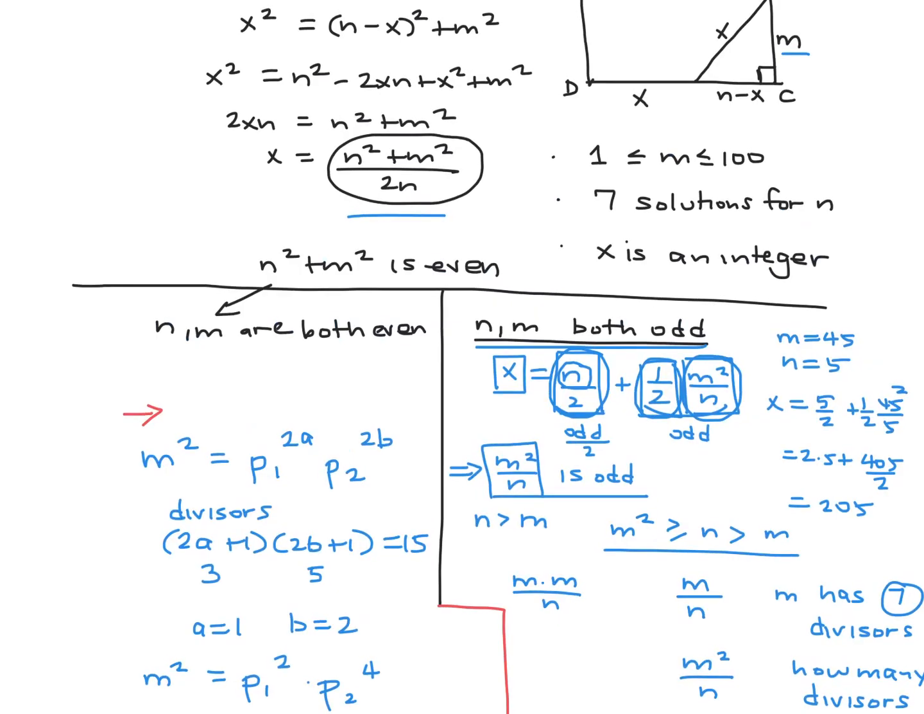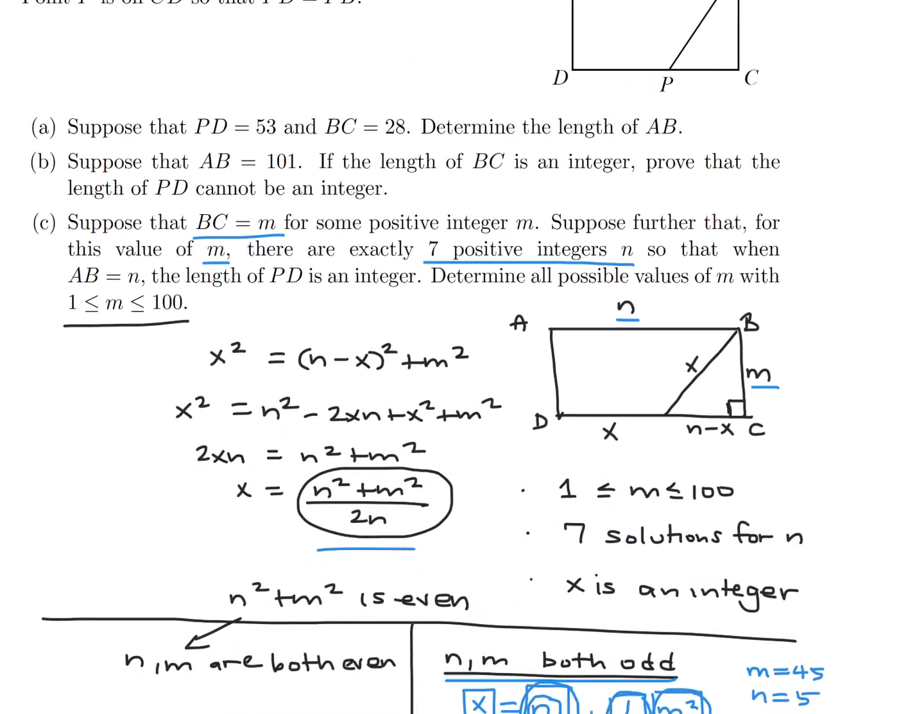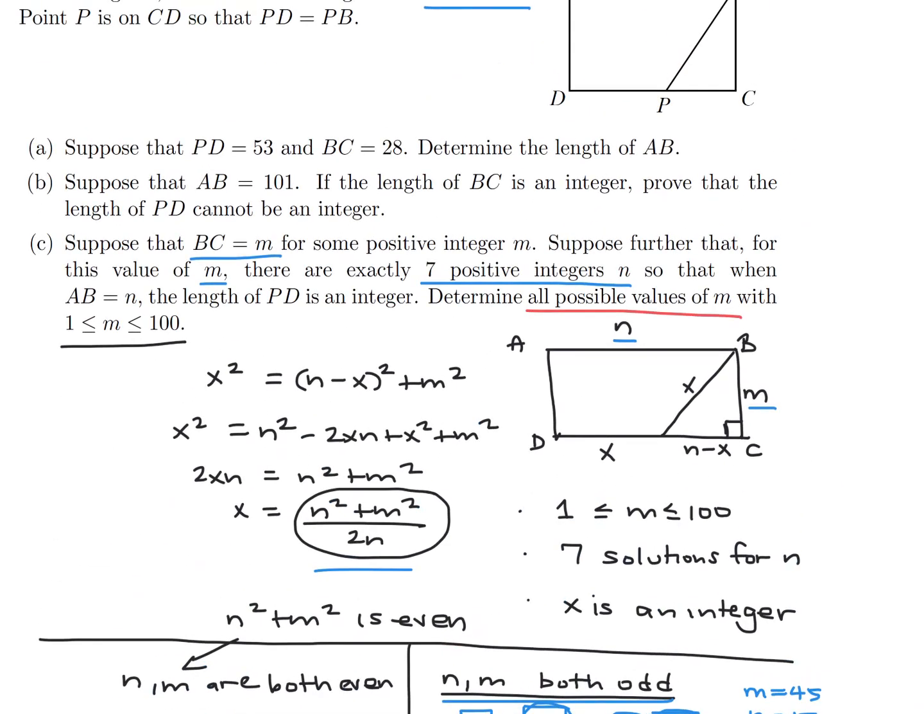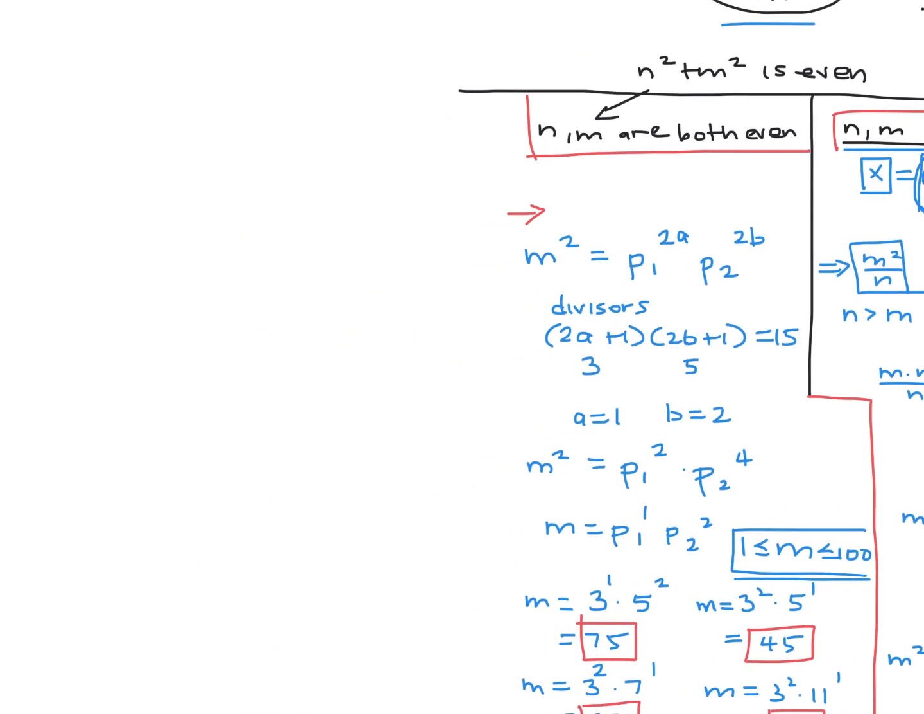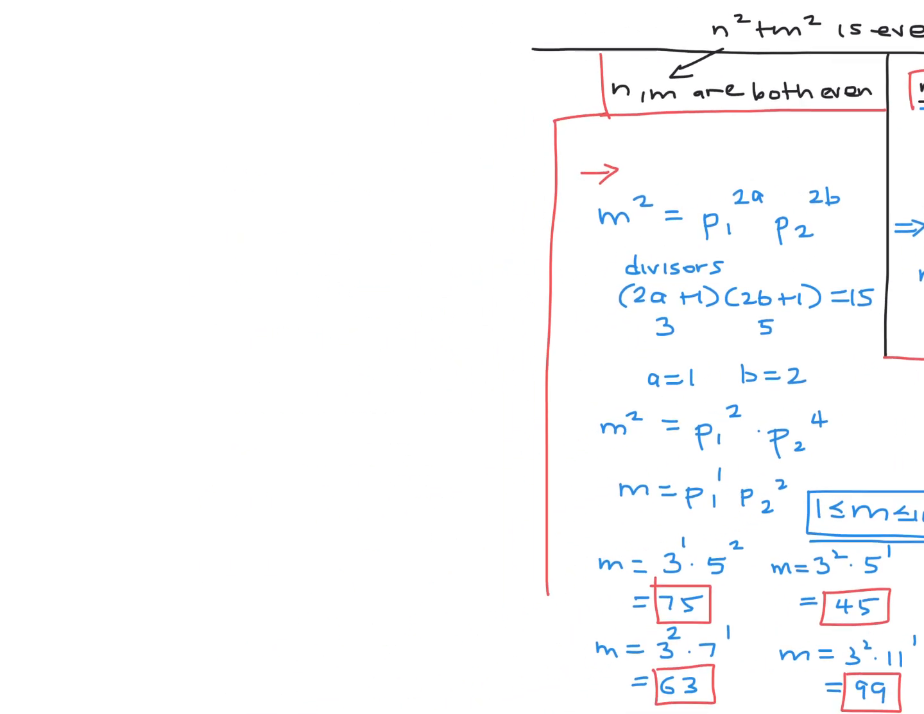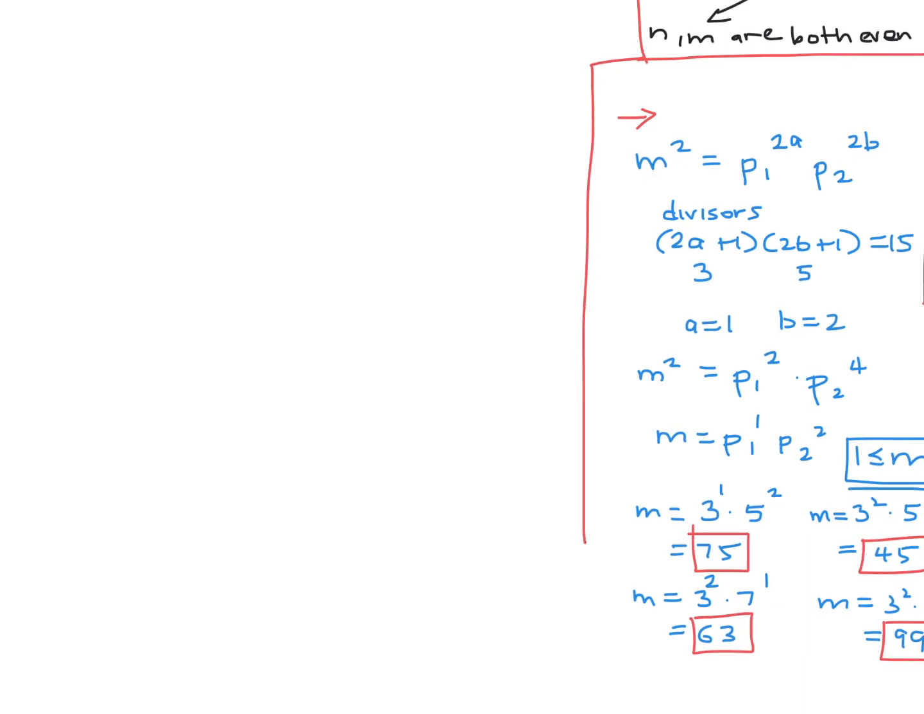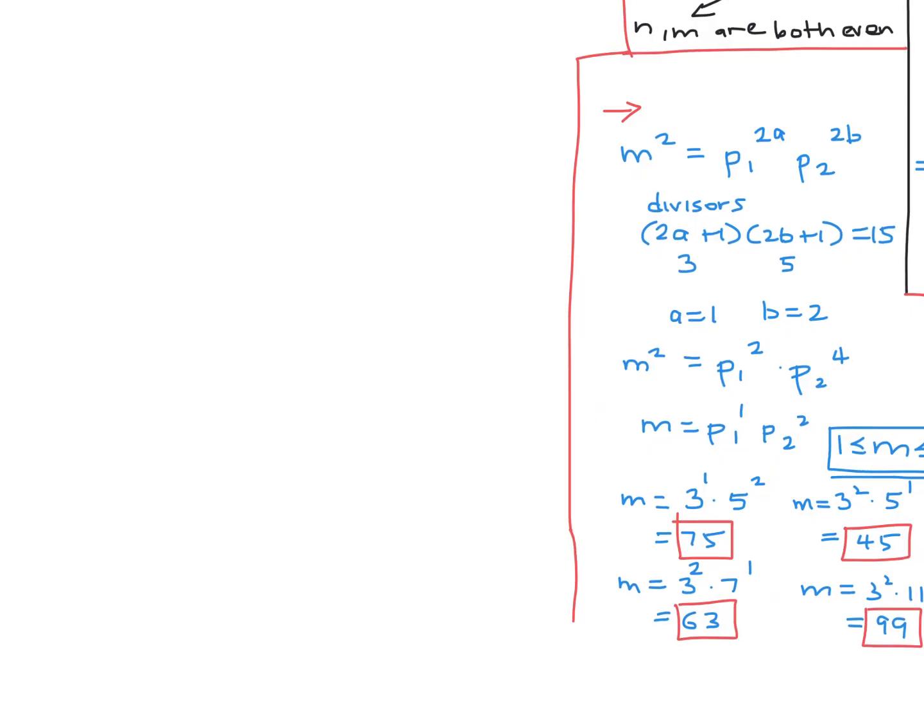And what do they want? They want to determine all possible values of m. Okay, so I got 4 so far. Now I have to look at this scenario. So this whole thing was just if they're odd. Now I got to look if they're even. Okay, so I'll just keep that in there. Now we're looking at the scenario of when both n and m are even. And let's see what we get.